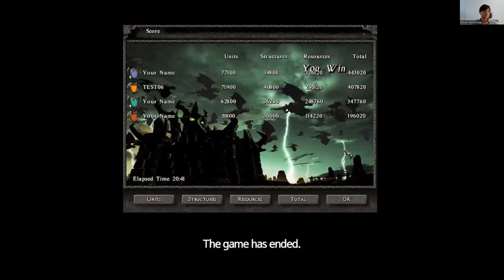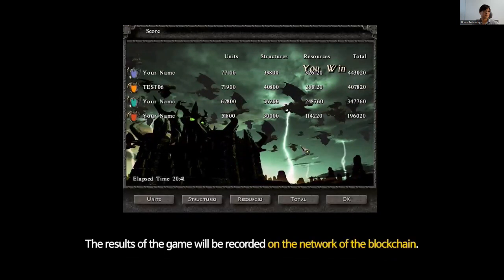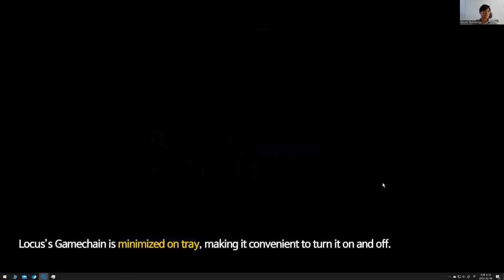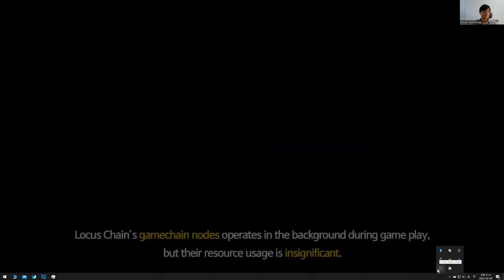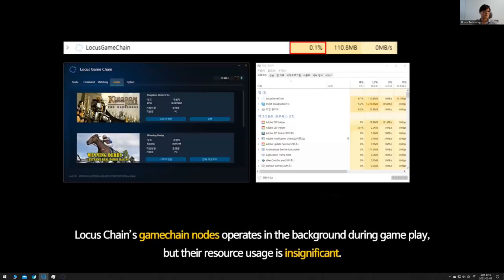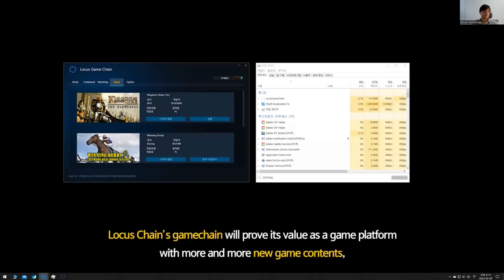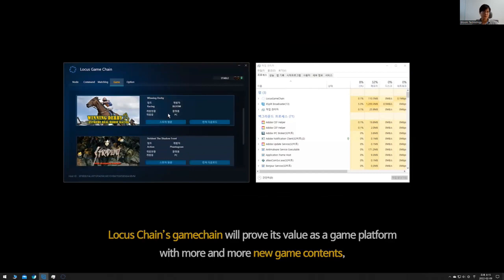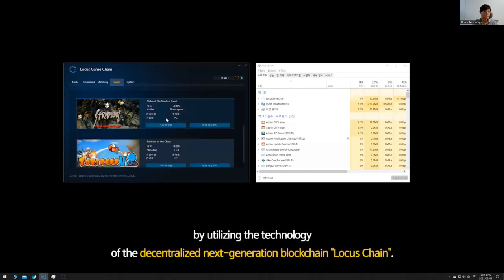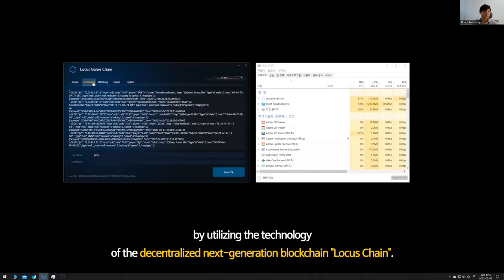The game has ended. The results of the game will be recorded on the network of the blockchain. Locus Game Chain is minimized on tray, making it convenient to turn it on and off. Locus Chain's game chain nodes operate in the background during the gameplay, but their resource usage is insignificant. Locus Chain's game chain will prove its value as a game platform with more and more new game content by utilizing the technology of the decentralized next-generation blockchain Locus Chain.